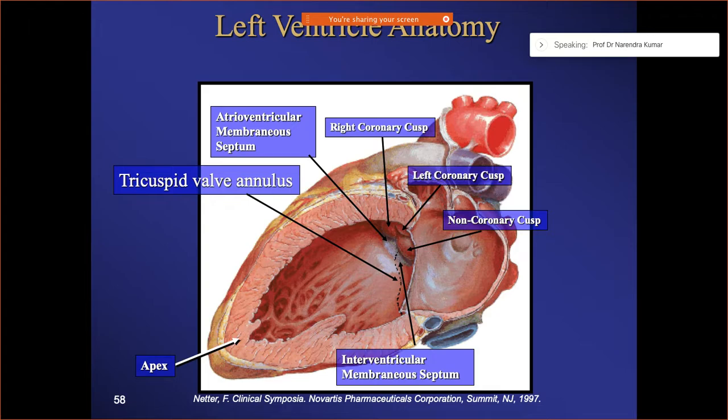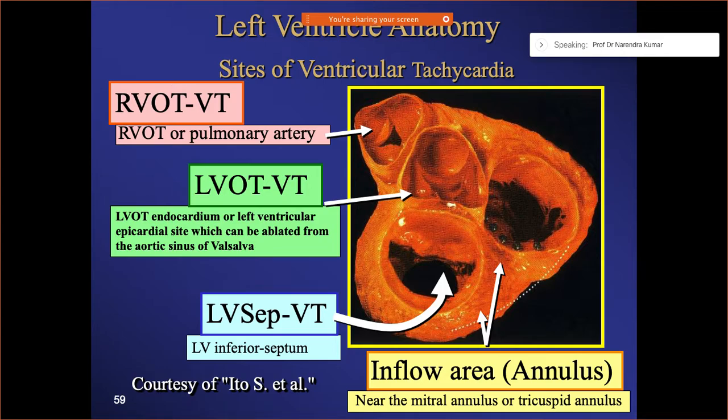This is where the membranous septum is located, and it is composed of atrioventricular and interventricular portions, in fact, and the AV part is the one near the RCC. So this is again another beautiful cross section. Different areas are marked well: RVOT VT, LVOT VT, the LV septal VT, and the inflow area. Inflow area is the one close to the mitral annulus or the tricuspid annulus.